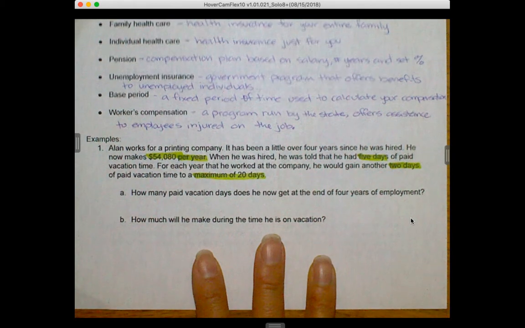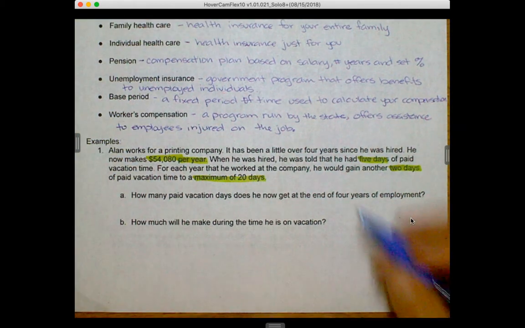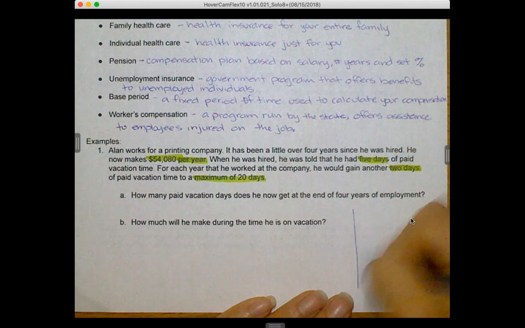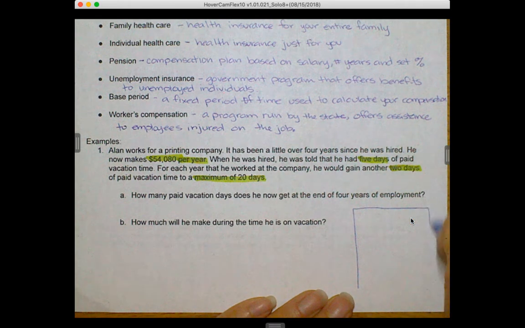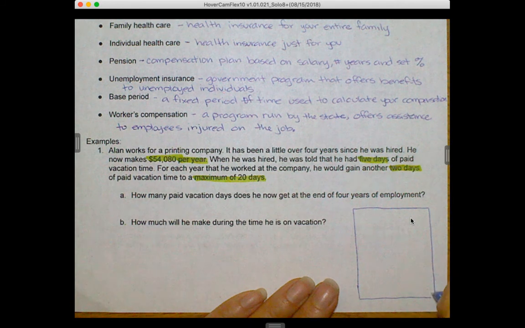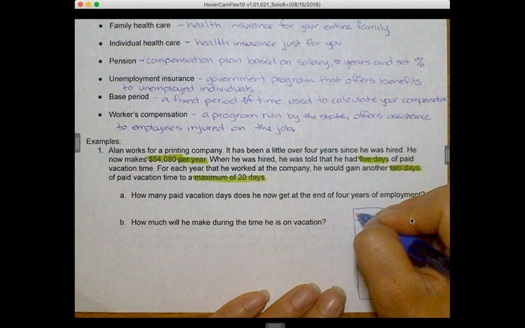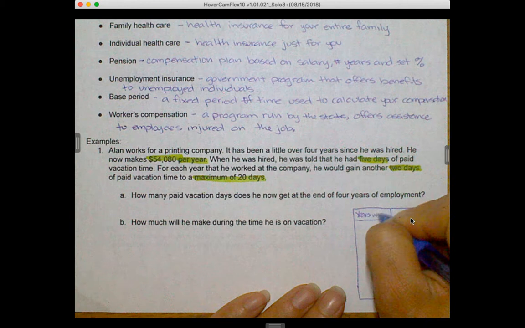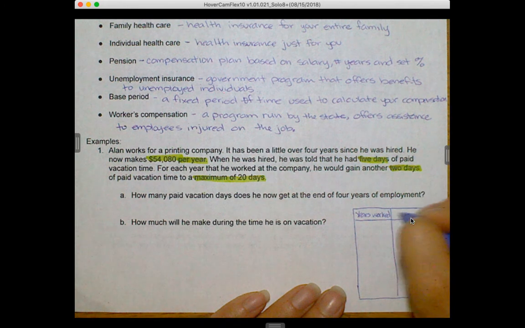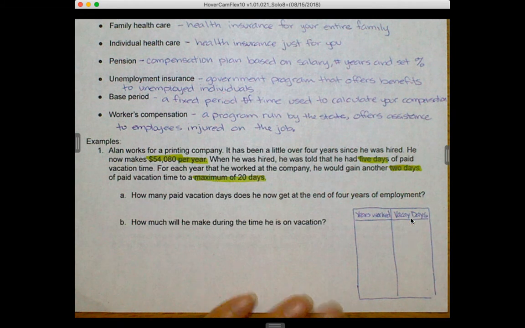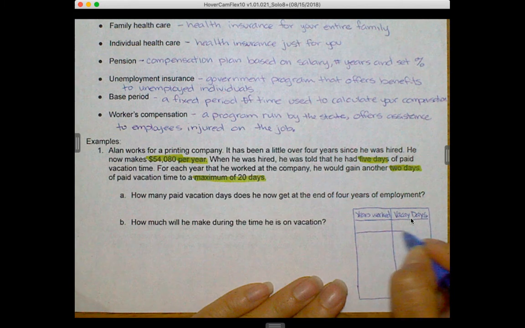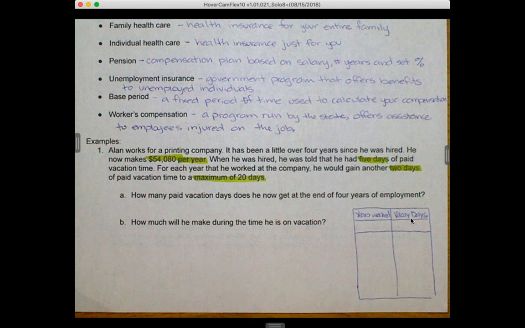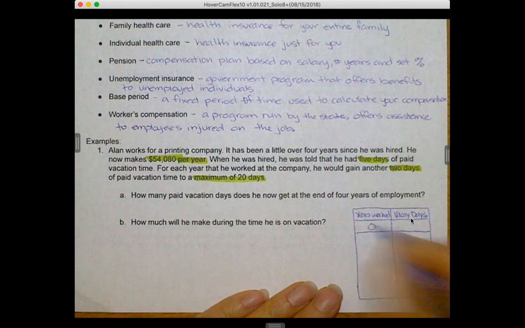So first question. How many paid vacation days does he now get at the end of 4 years of employment? I think it's easiest for you guys to see if I make a little chart for this. This is going to be his years worked, and this is going to be his vacation days. When he gets hired, he immediately gets 5 days. He hasn't even worked there a year, he hasn't even worked there a month. He's worked there 0 years, right?